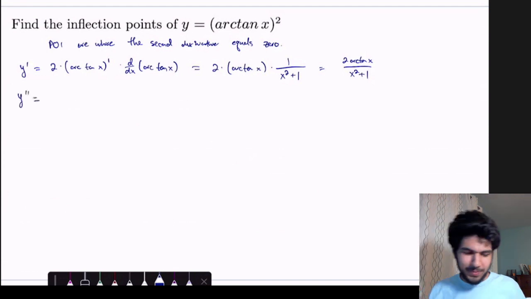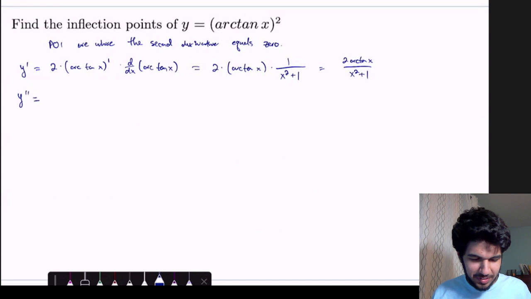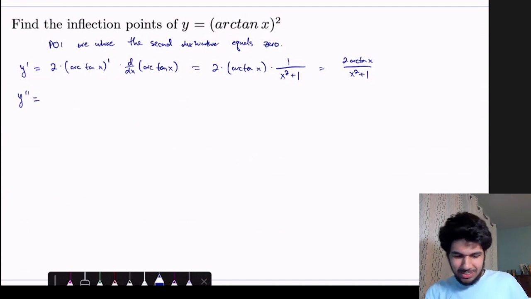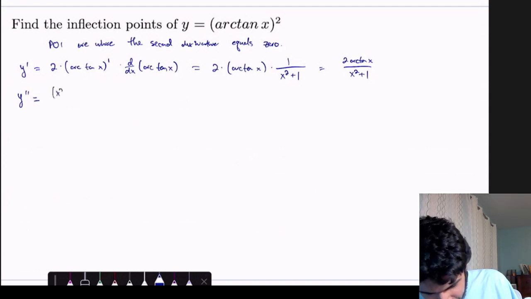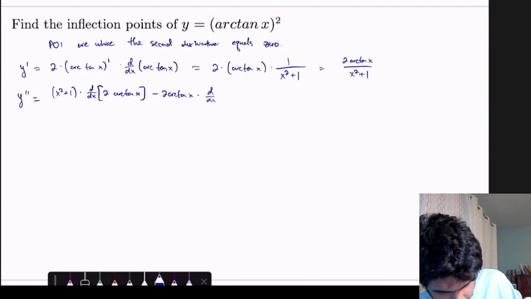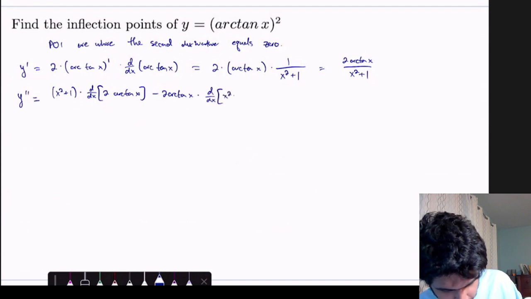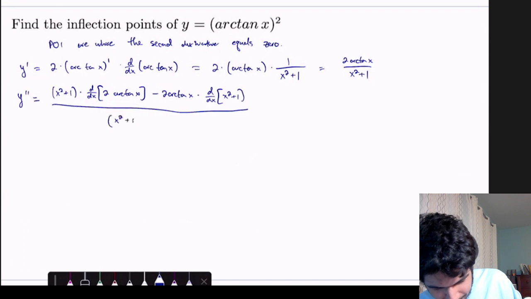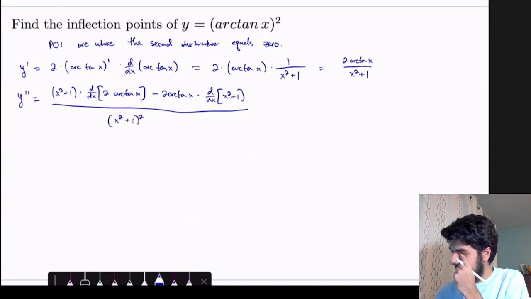Y prime prime. What are we thinking? How are we going to solve this? Looks like a quotient rule type thing to me, so let's do that. So we would be doing x squared plus 1 times the derivative of the top, 2 arctangent of x, minus 2 arctangent of x, times the derivative of the bottom, which is x squared plus 1, all of this divided by the square of the bottom. Let me just make sure I got that right. Don't want to be leading us down the wrong track.